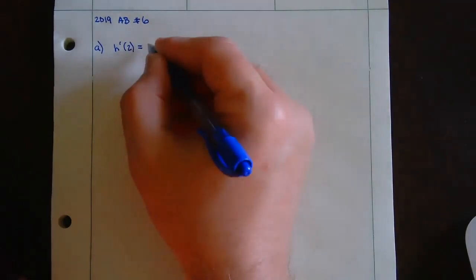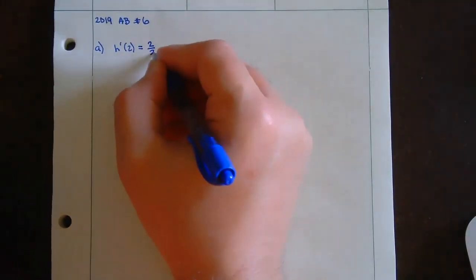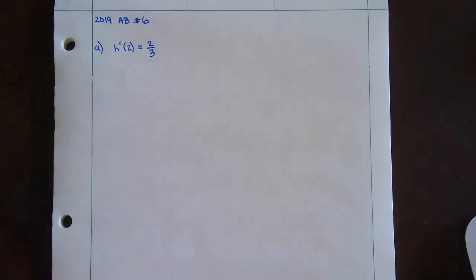And so the slope of that is 2/3. So this derivative is also 2/3. That's all there is to it. Let's go to part B.